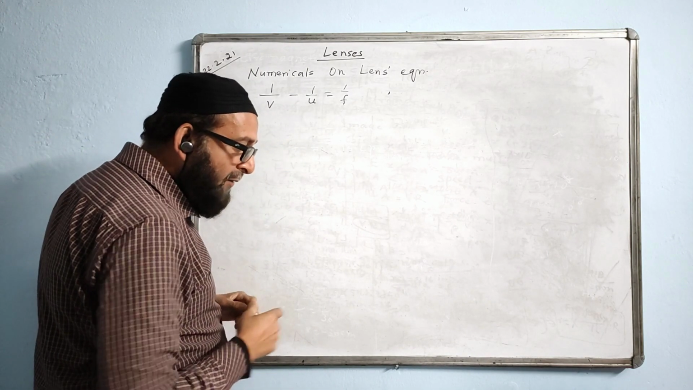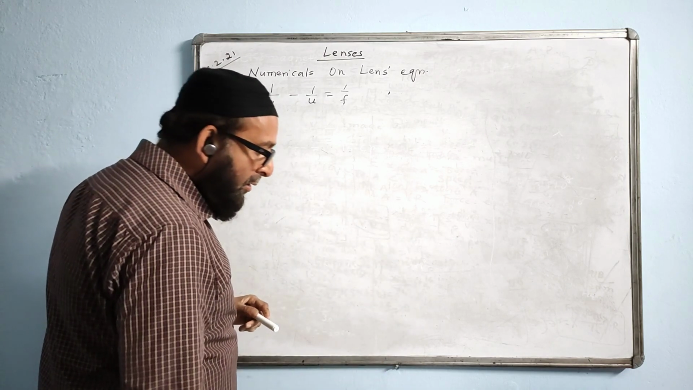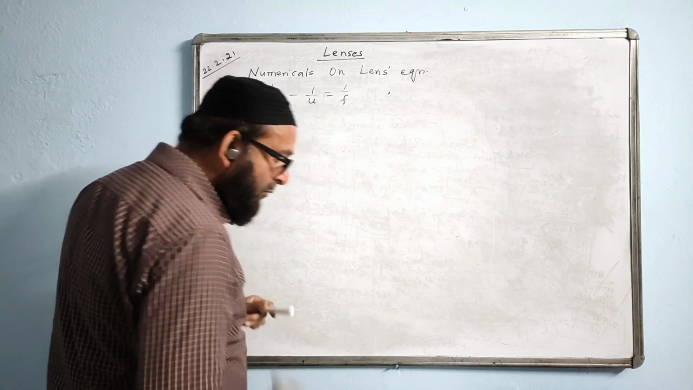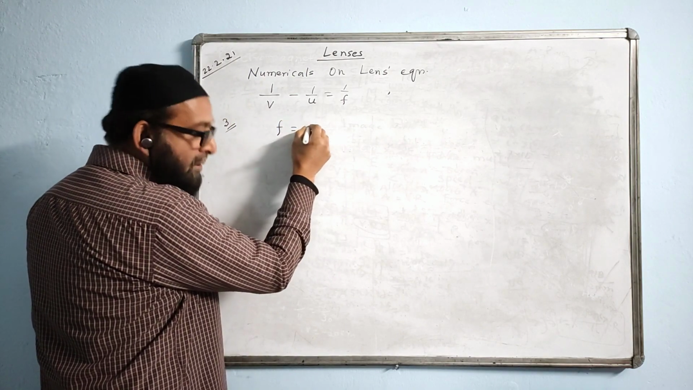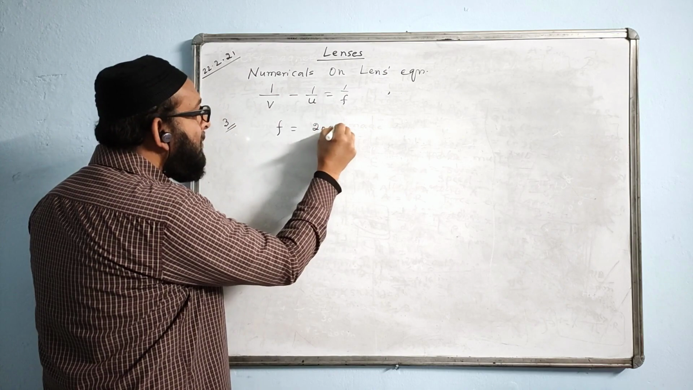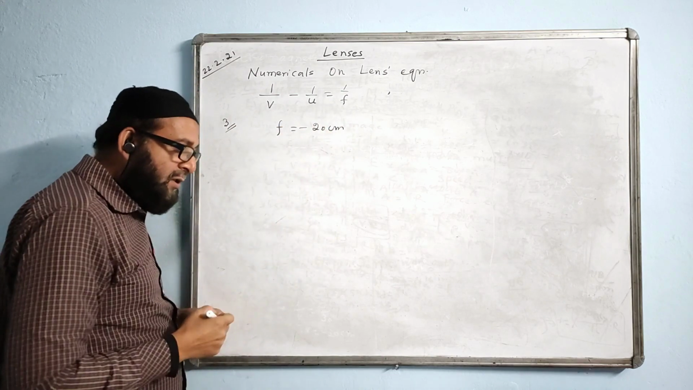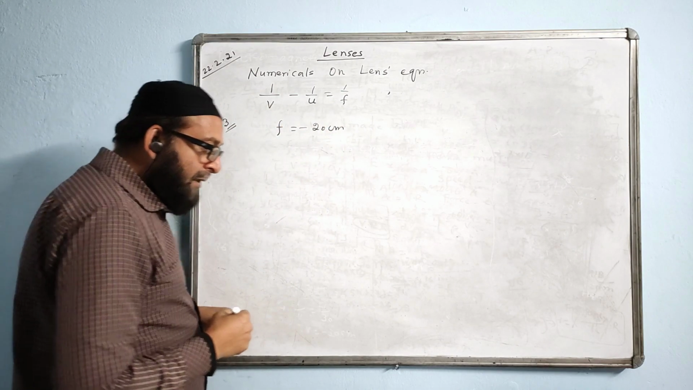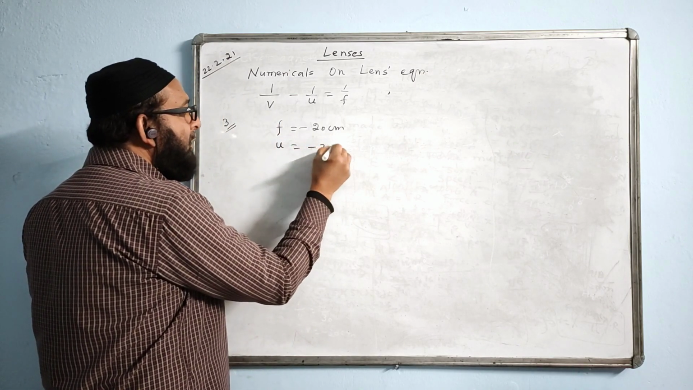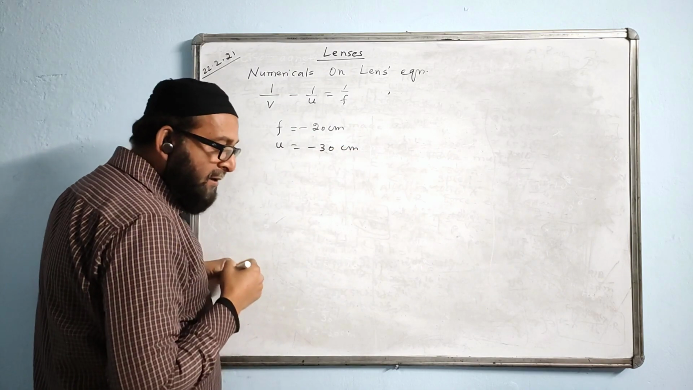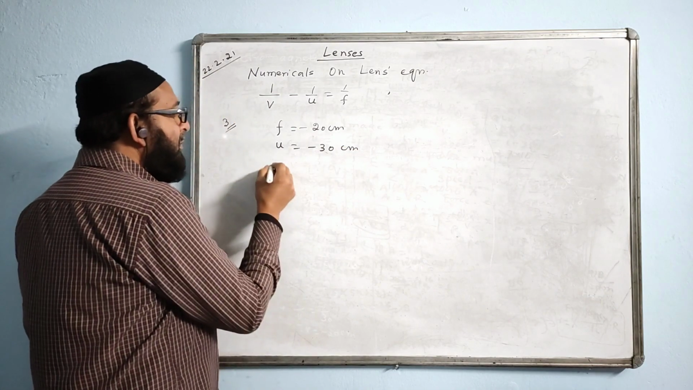An object is placed in front of a lens of focal length 20 centimeter. Focal length of the concave lens is given as 20 centimeter. The sign is negative because it is a concave lens. At a distance of 30 centimeter from the lens, so the U value is given as minus 30. You have to find the position and the nature of the image. That means you have to find V.